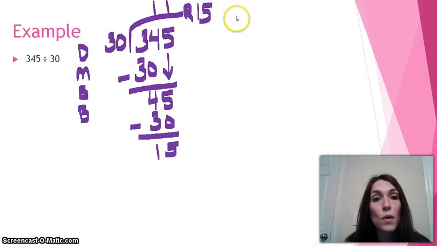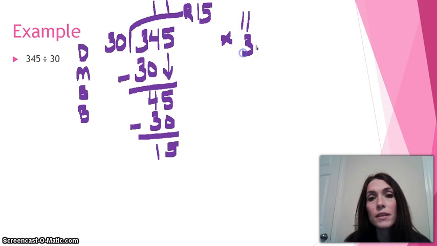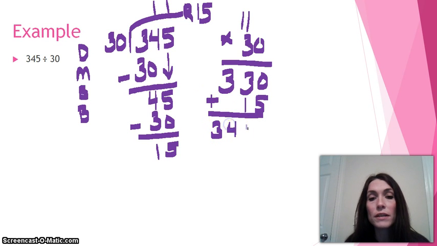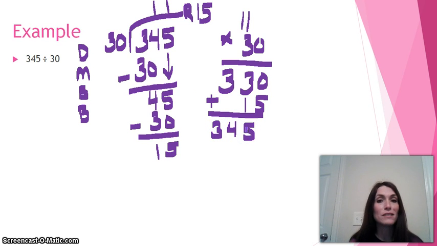Now I'm going to multiply to check my division. So I will multiply 11 times 30, which is 330, and then I have to add back in my remainder of 15, which will give me 345, so that way I know I did my division correctly.